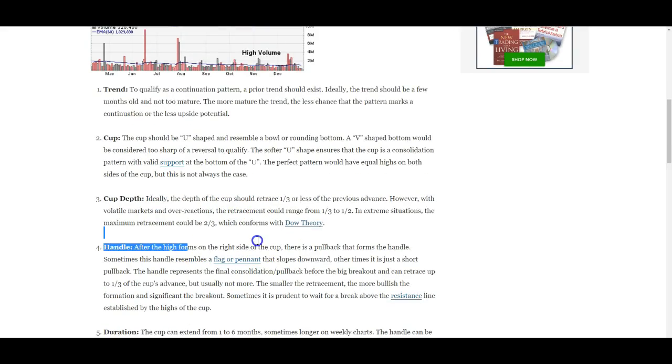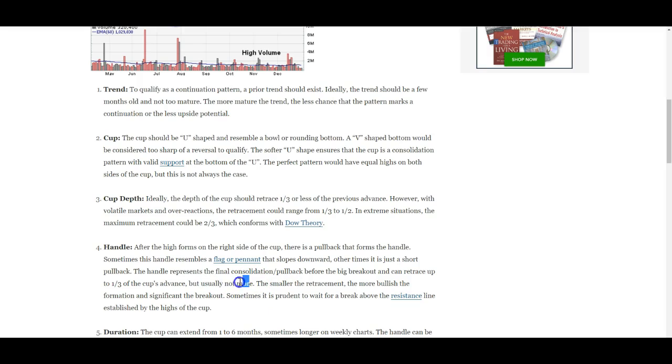Handle on the right side, self-explanatory. It doesn't mention it here, but I guess it says 1/3 of the cup's advance. I've always learned it was 50% of the cup. So I don't know how valid this is, but it says usually not more than 1/3. We'll take a look at that. Some of the examples it is 1/3, some of the examples it's more than 1/3. I don't know, it's different.